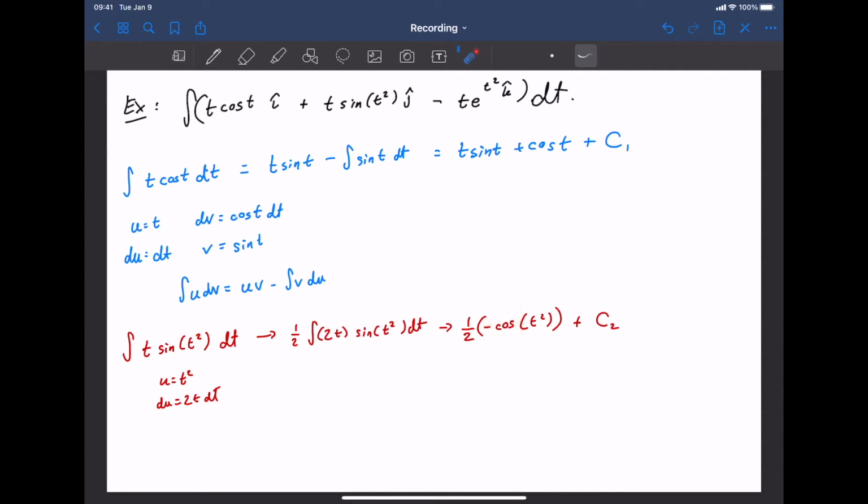Check your work. What's the derivative of negative cosine? That would be positive sine. Take the derivative of the inside, which would be a 2t. And I would multiply with that 1/2 to get back to 1t. Probably going to write it like this exclusively, especially because you can do it in your head.